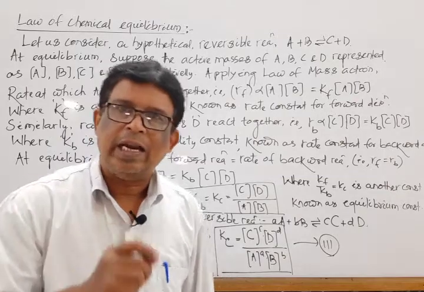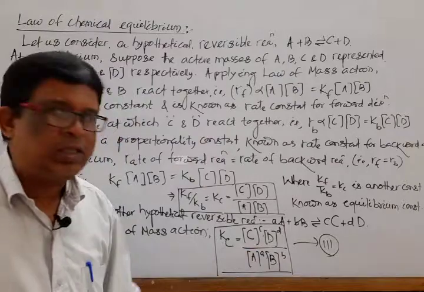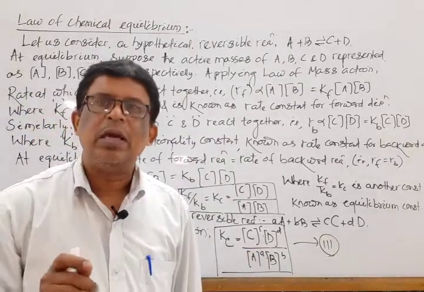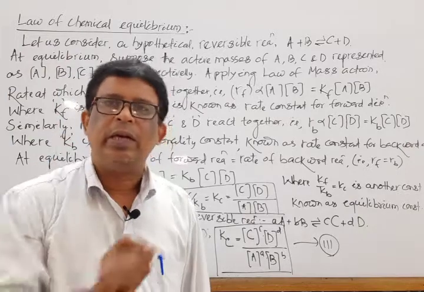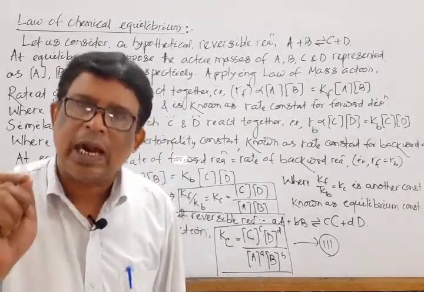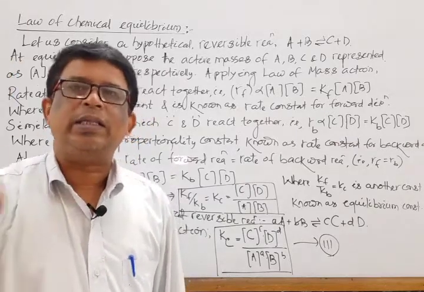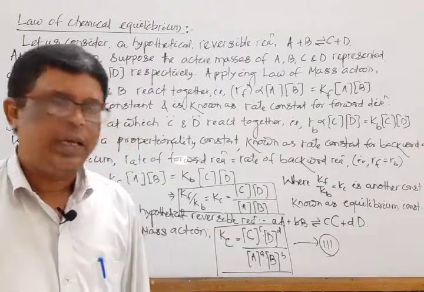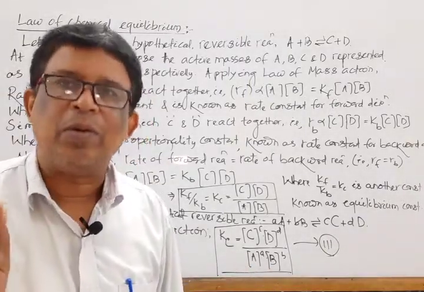I rewrite again, mark that. The product of molar concentration of product species, each term raised to the power equal to its coefficient, divided by the product of molar concentration of reactant species, each term raised to the power equal to its coefficient, is another constant which is known as the equilibrium constant.